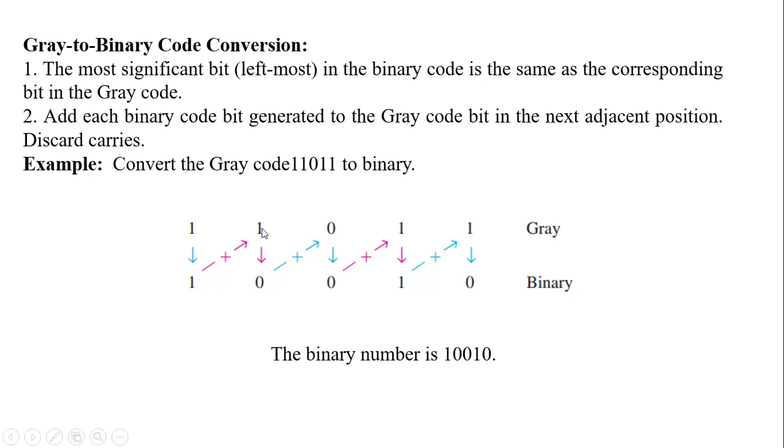So 1 plus 1 is equal to 0. The sum is 0. 0 plus 0. Now add this bit to the next in gray. So 0 plus 0 is 0, and 0 plus 1 is 1, and 1 plus 1 is 1 0. So again a carry is discarded and the sum bit is written over here. So this is how we convert gray into binary. The binary number is 1 0 0 1 0. So these are examples of binary to gray and gray to binary conversions.